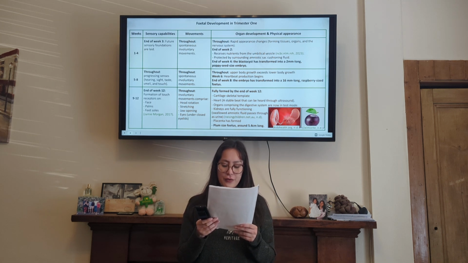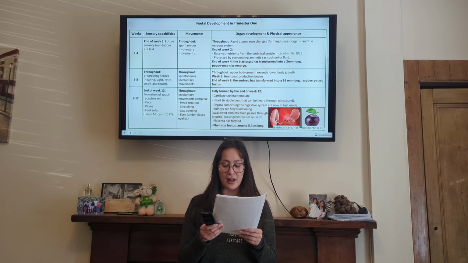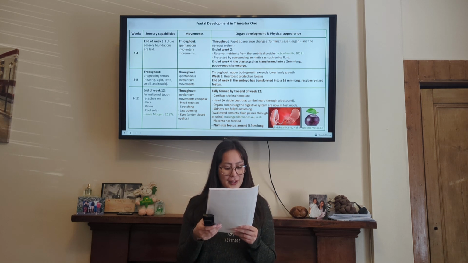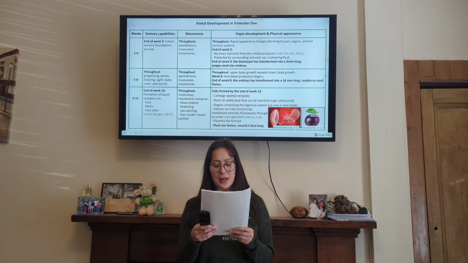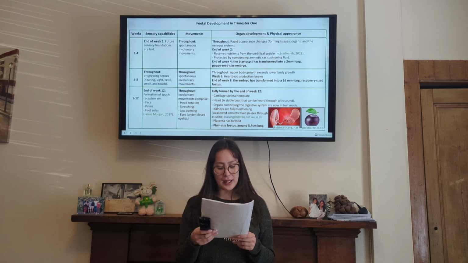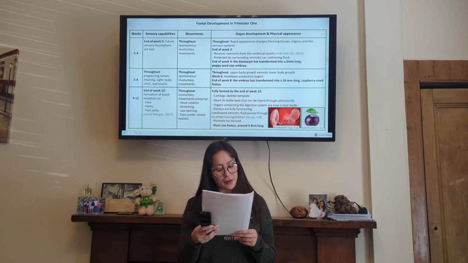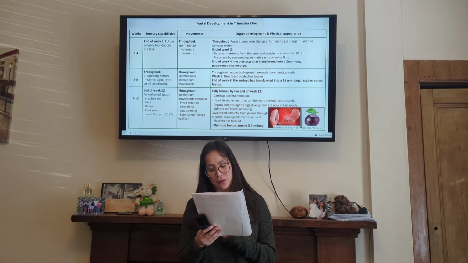By the end of week 3, future sensory foundations are laid and comprise touch, sight, hearing, taste and smell. And by the end of week 4, the blastocyst has transformed into a 2 mm long poppy seed sized embryo. Throughout weeks 5 to 8, the upper body growth rate exceeds the lower body, resulting in temporarily longer arms and legs and a large looking head. Although the senses are progressively developing, they are not ready to be used yet.